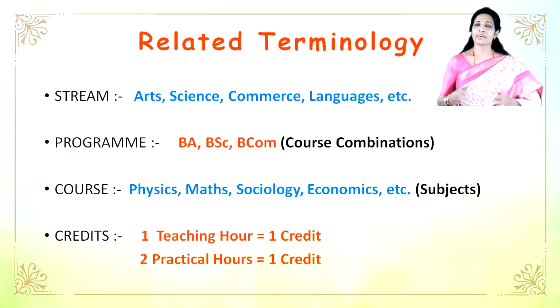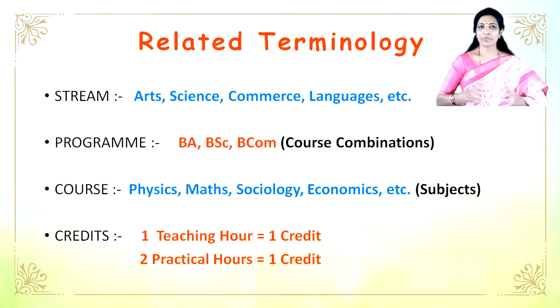Arts, science, commerce, these are the different streams which a student can opt for. BA, BSc, BCom, these are now known as programs. These are course combinations. So different subjects which are studied in a combination. Courses are the specific subjects which the student studies. For example, physics, maths, sociology, economics, etc. So these different subjects which may be the core subject or an elective subject are known as courses.